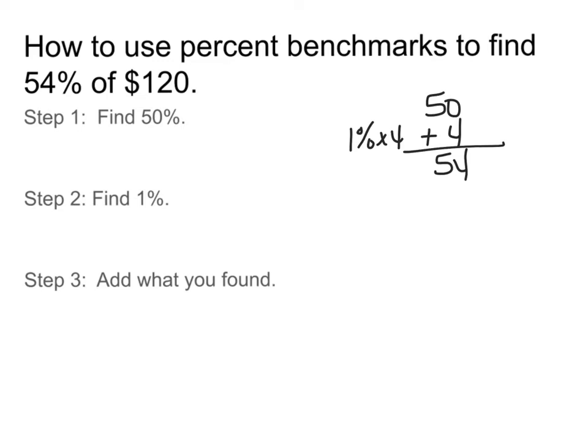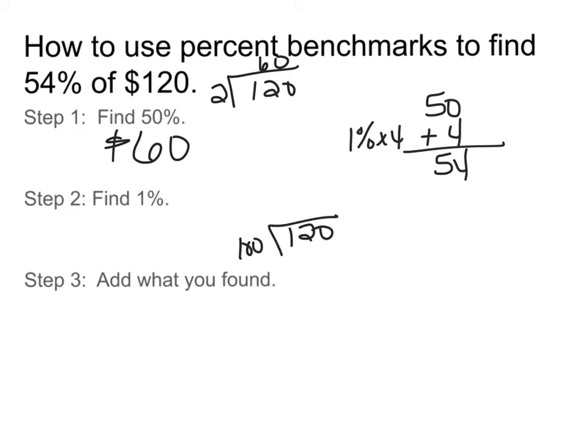So 50% out of 120, remember 50% you're dividing by 2, so that's 60. So this is $60. To find 1%, remember you're dividing 120 by 100. Okay, and remember that means you're moving 2 steps to the left because you're dividing, so that means 1% is $1.20. Now that I have that, then I could go ahead and multiply by 4.